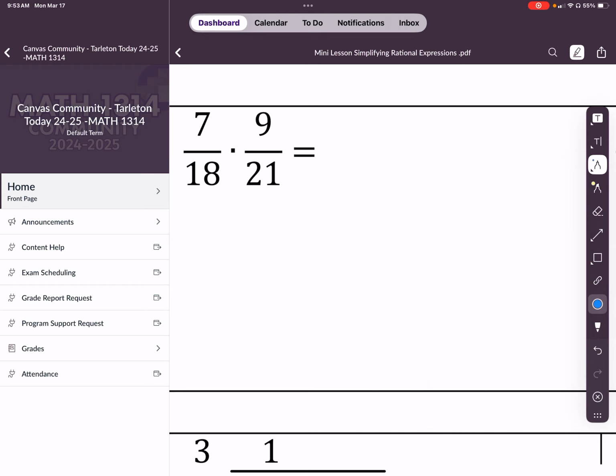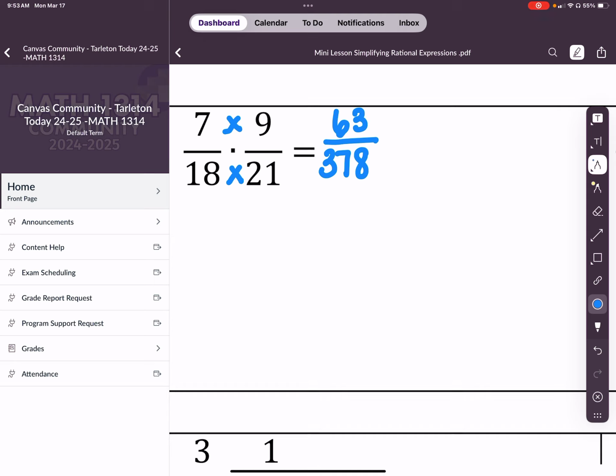All right, so again, just like I said a while ago, when we multiply fractions, we multiply straight across. So 7 times 9 gives us 63. And 18 times 21 gives us 378. Okay? Now, obviously, this is a really big fraction. Both the top and the bottom are big numbers, so we're going to need to reduce this.